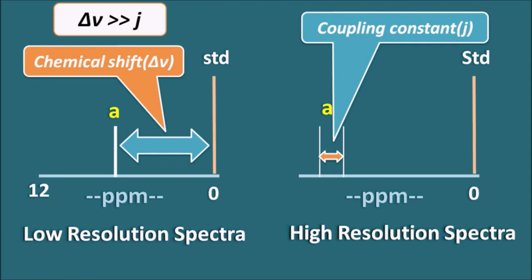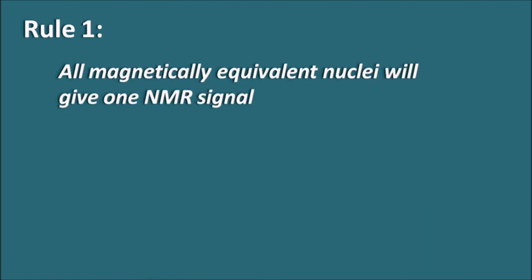Now when this NMR spectrum follows this phenomenon, then we can apply a few rules in order to interpret the NMR spectrum. So let us go with the different rules in NMR spectral interpretation. Let us start with rule 1. All magnetically equivalent nuclei will give one NMR signal.